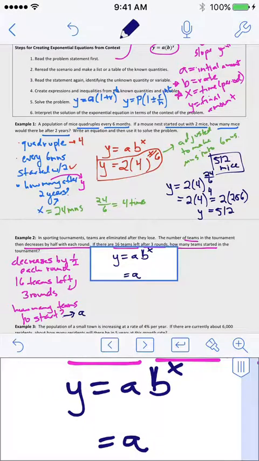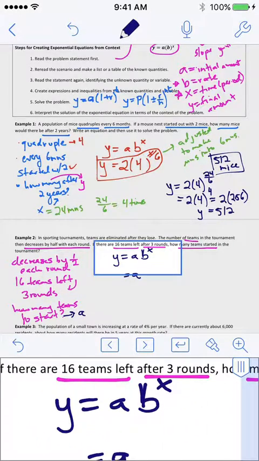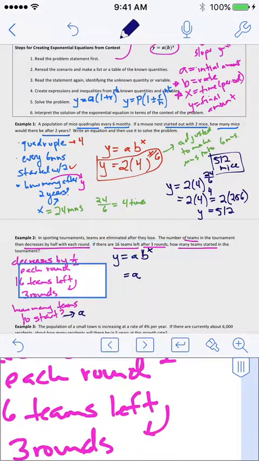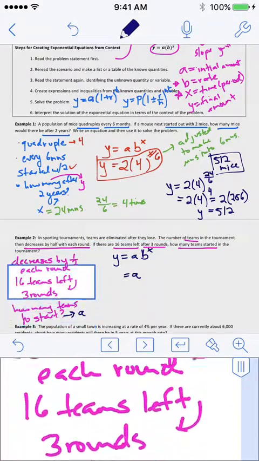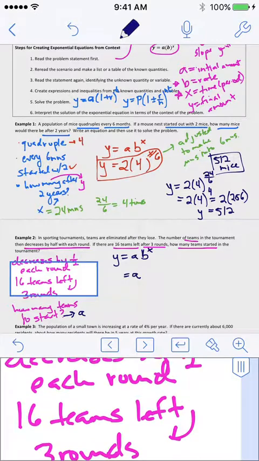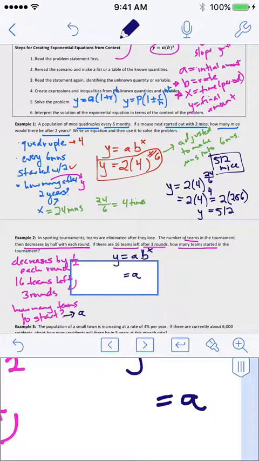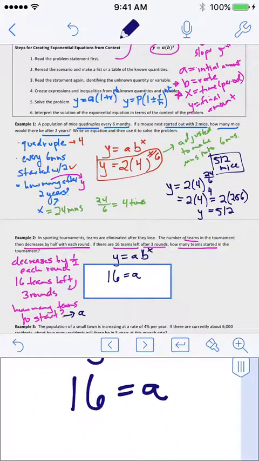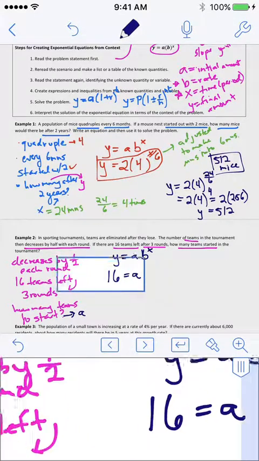Well, Y is supposed to be our final amount. What would our final amount be? See anything here that says teams left, maybe? 16 teams left. Nice. 16 teams left after 3 rounds. We'll come back to the 3 rounds part in a sec. But Y is equal to 16 here.